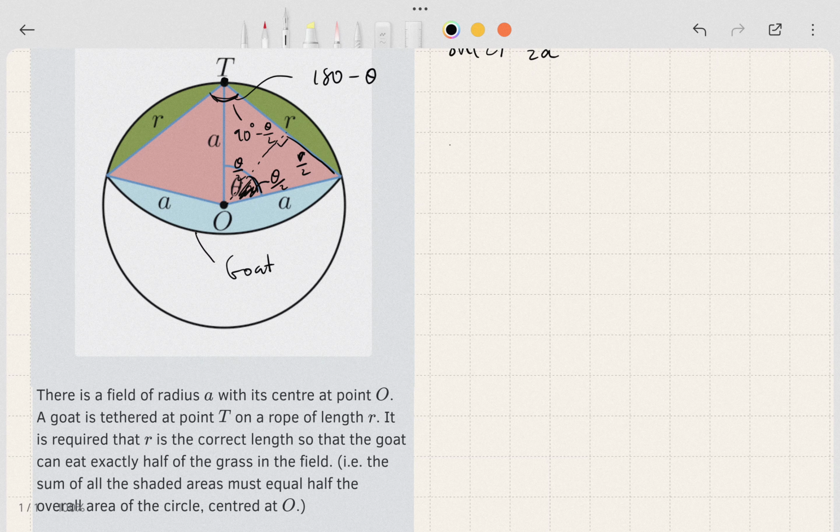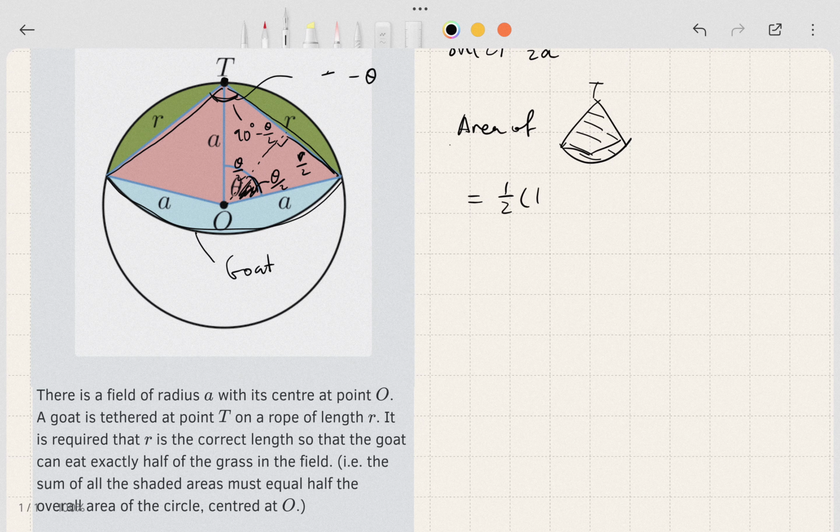So the area of this arc T is equal to half of the angle, and this must be in radians actually, so pi minus theta. So half of pi minus theta, times r squared.